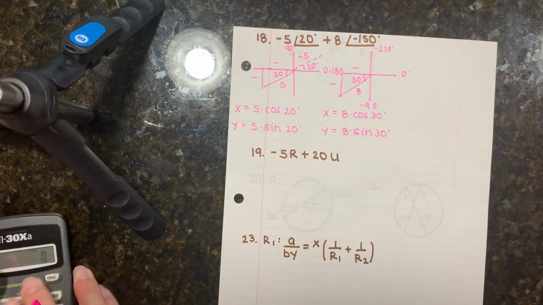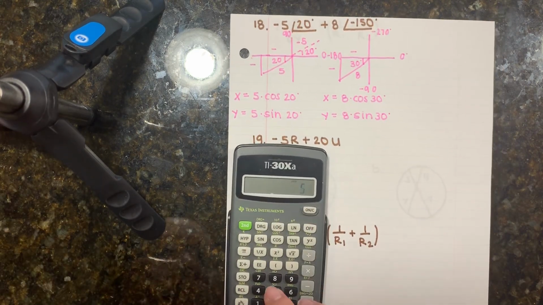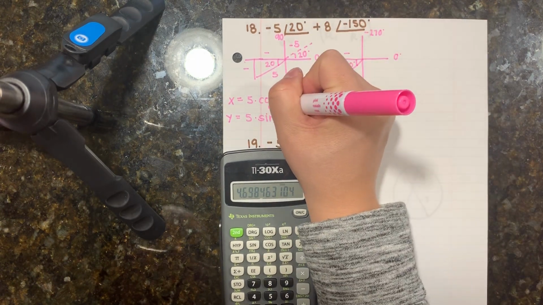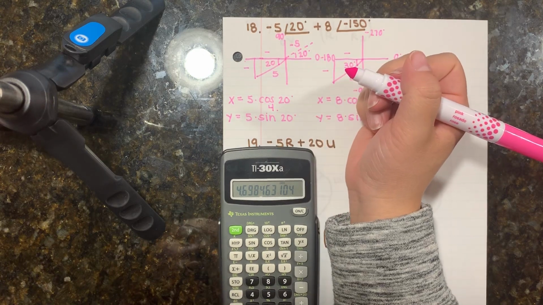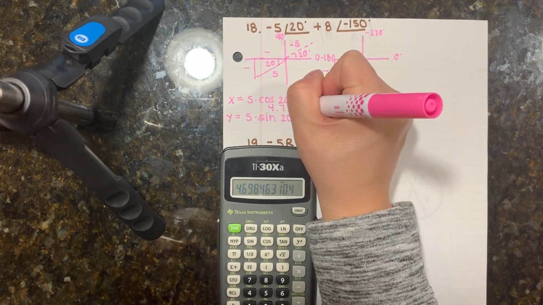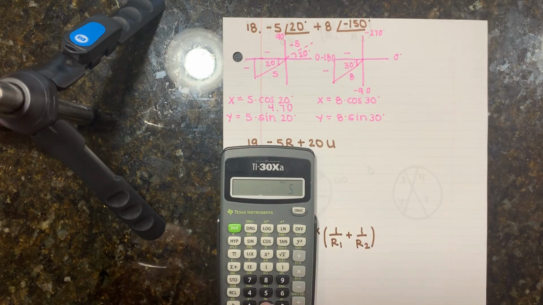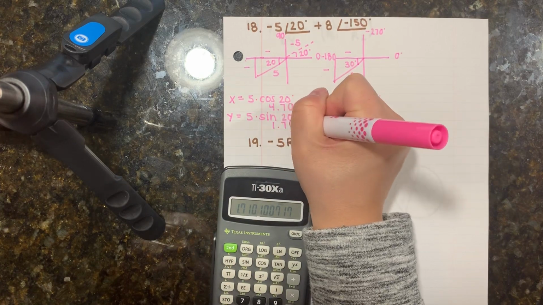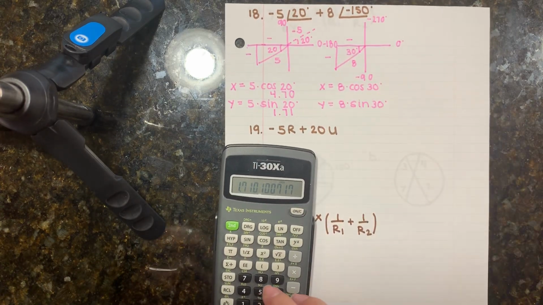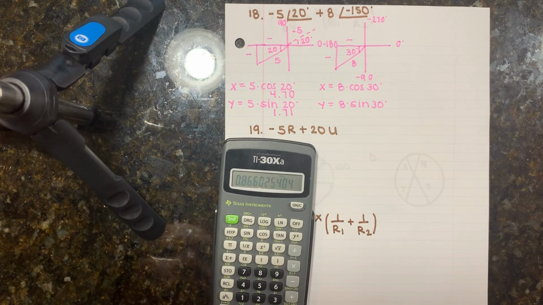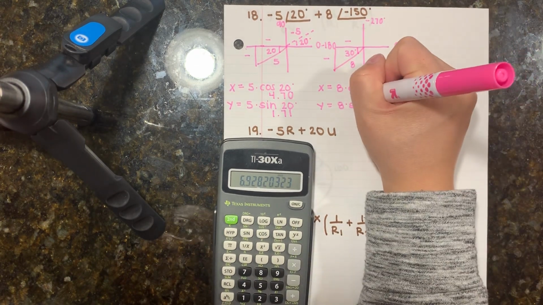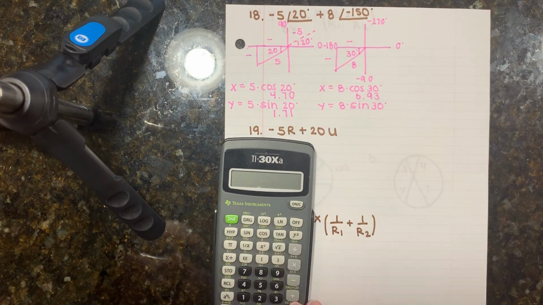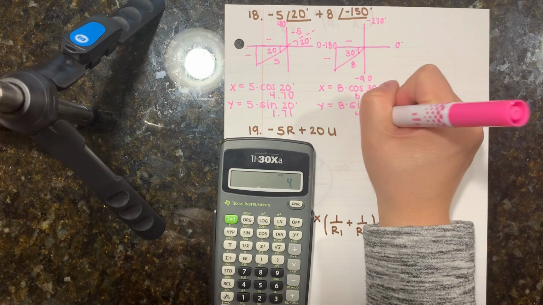Now you're going to use your calculators. So remember, it's going to be 5 times 20 cosine equals, so that's going to give me 4.698, which rounds to 4.70. Then 5 times 20 sine equals, and that's 1.71. Now over here, I have 8 times 30 cosine equals, and that would be 6.93. 8 times 30 sine equals, and that would be 4.00.